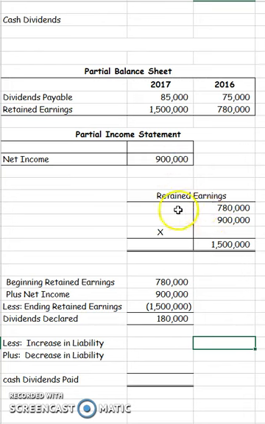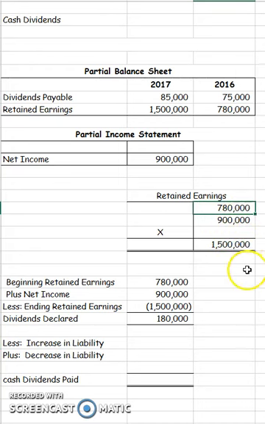You know that retained earnings is part of your stockholders' equity. Stockholders' equity is broken down into paid-in capital and retained earnings. Paid-in capital is everything that you got from your stock transactions, and retained earnings is your earnings that you retained in the company minus any dividends. You can also say minus any distributions.